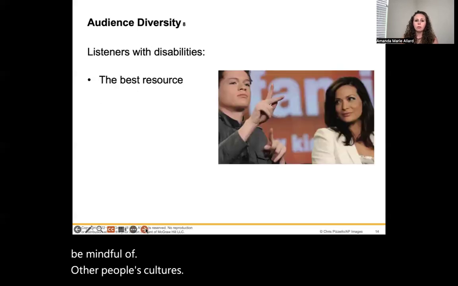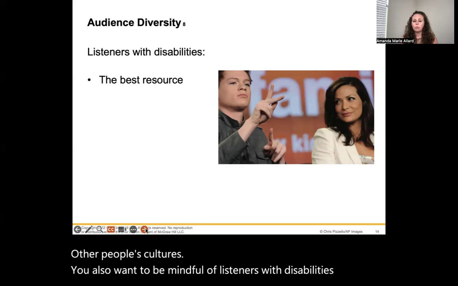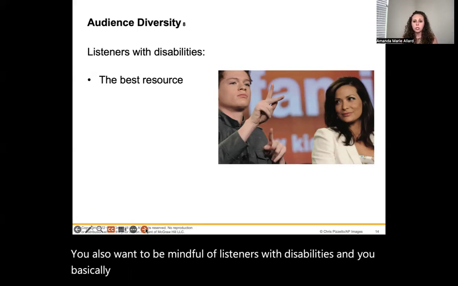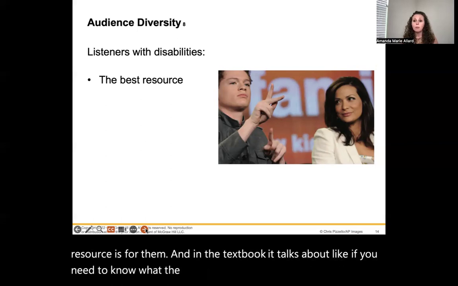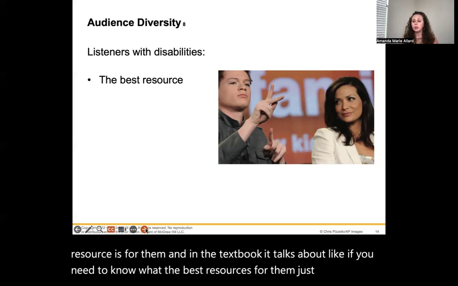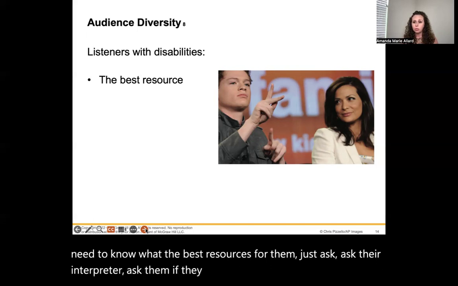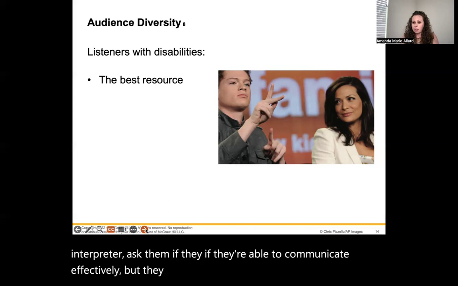You also want to be mindful of listeners with disabilities, and you want to figure out what the best resource is for them. In the textbook, it talks about how, if you need to know what the best resource is, just ask their interpreter, ask them if they're able to communicate effectively, because they know what's best for them to be able to hear the message.